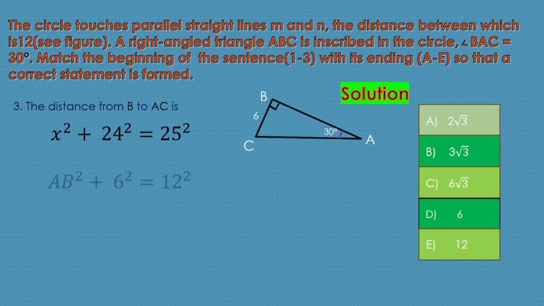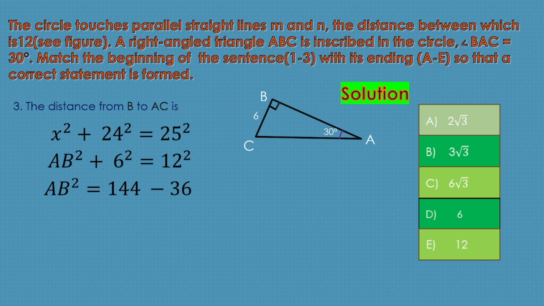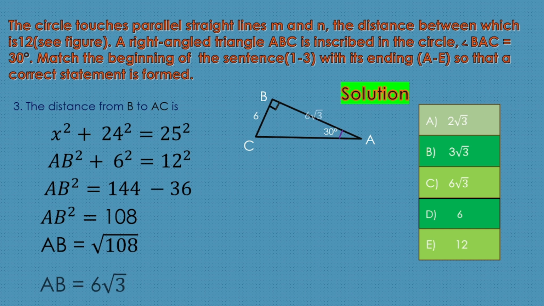Let's work. We have one leg and the hypotenuse, so we can find the other leg, AB. I substitute. AB squared plus 6 squared equals hypotenuse squared. So, AB squared plus 36 equals 144. AB squared equals 108. AB equals square root of 108. And 108 is 36 times 3, so we can write it as 6 root 3. Therefore, we found leg AB. So for this triangle, this is the information, 6 root 3.